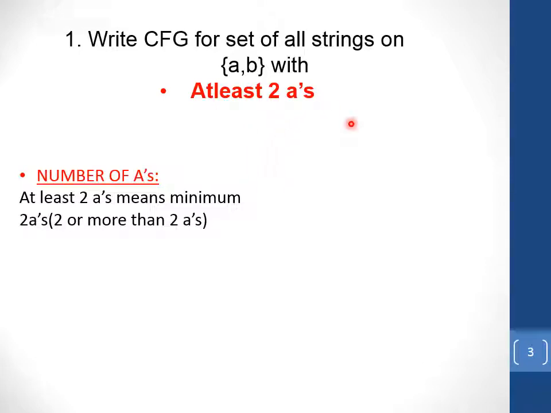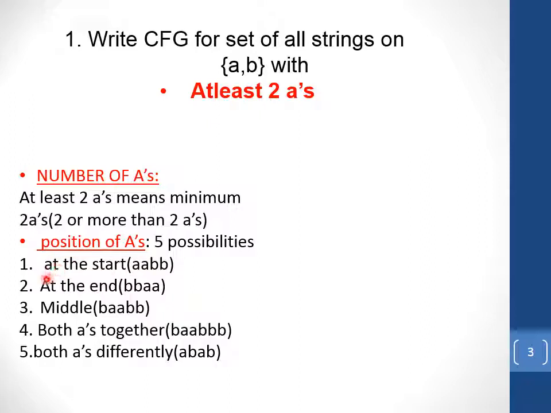So a's can be anywhere, like at the start or at the end, at the middle. So there can be n number of possibilities, but as I perceive, there are 5 possibilities in which the a's can be placed in the string. It can either be at the start or at the end or at the middle. After these 3 possibilities, there are 2 more: these 2 a's can either be together or can be placed differently in the string.